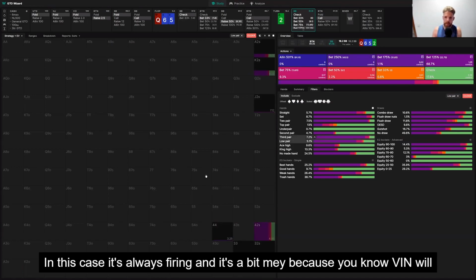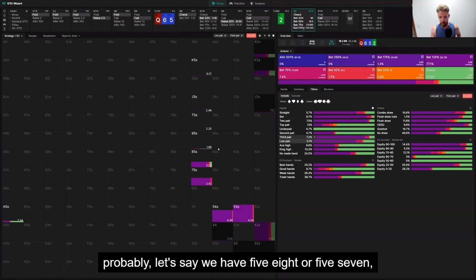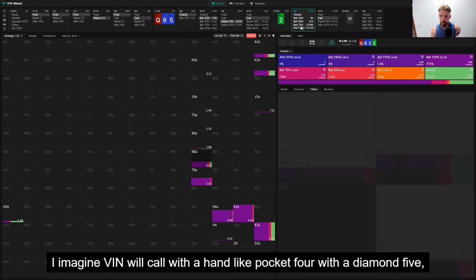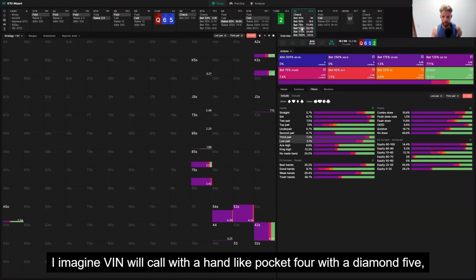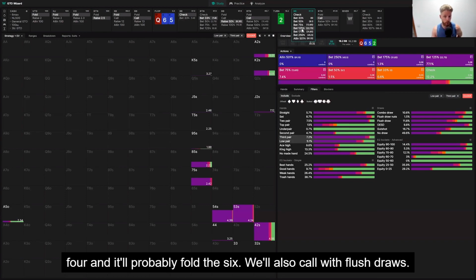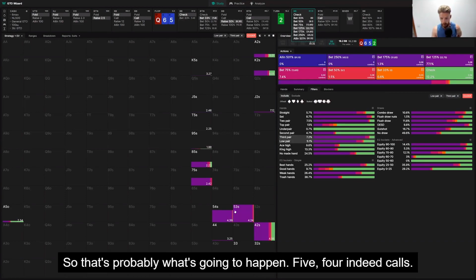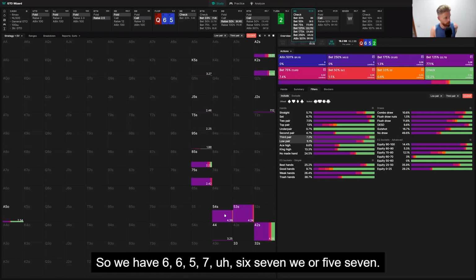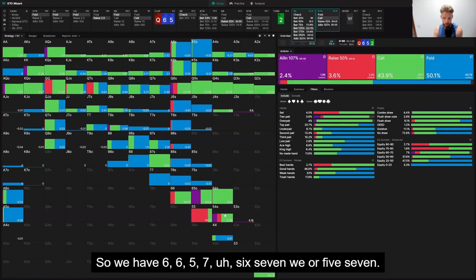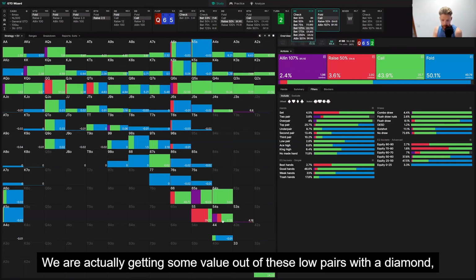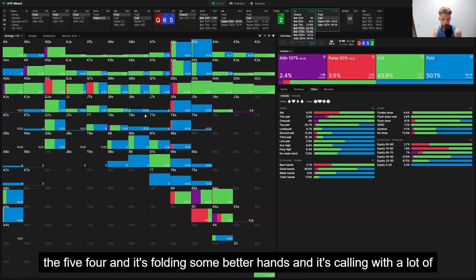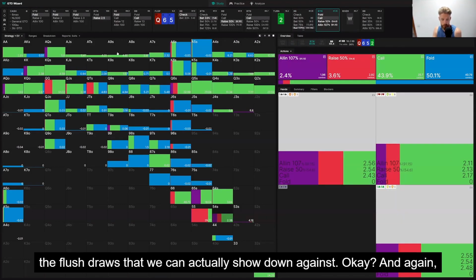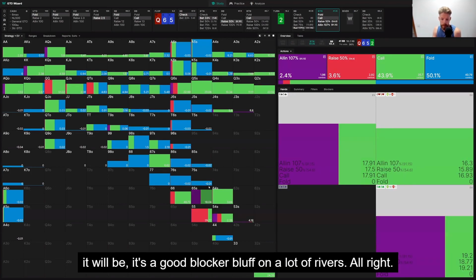It's always firing, and it's a bit murky because, you know, Vin will probably, let's say we have 5-8 or 5-7. I imagine Vin will call with a hand like pocket fours with a diamond, 5-4, and it will probably fold a 6. It will also call with flush draws. So that's probably what's going to happen. 5-4 indeed calls. So we have 6-7, or 5-7. We're actually getting some value out of these low pairs with a diamond, the 5-4, and it's folding some better hands. And it's calling with a lot of the flush draws that we can actually show down against. Okay. And again, it's a good blocker bluff on a lot of rivers. All right.